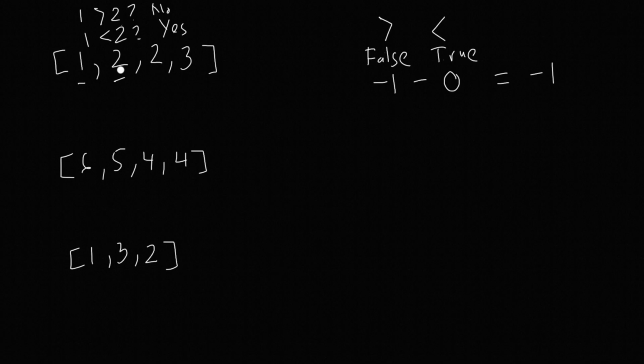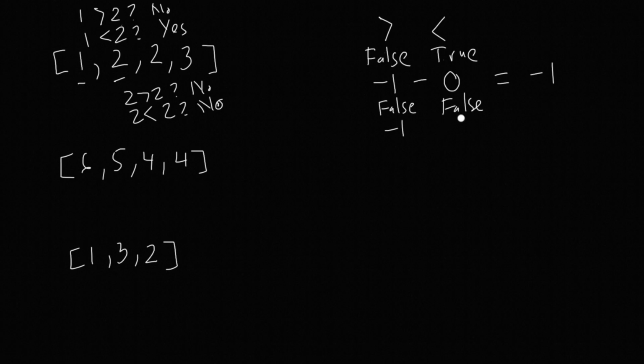Moving on. 2 compared to 2. Is 2 greater than 2? The answer is no. So here we have false, negative. Is 2 less than 2? The answer is also no. So this is false, and the numeric value for false is -1. So -1 minus -1, let's combine these two, will be -1 plus 1, which is 0. So if the values are equal to each other, the sum of the comparison would be 0.